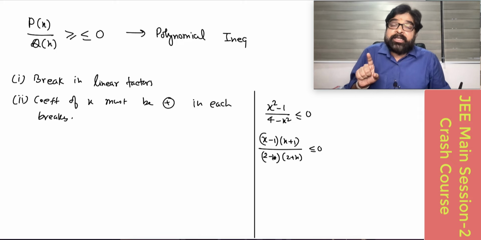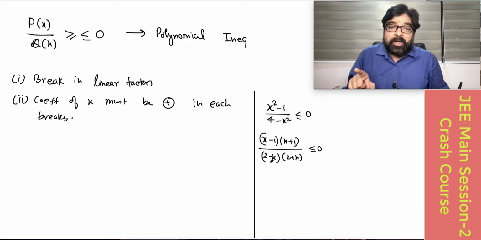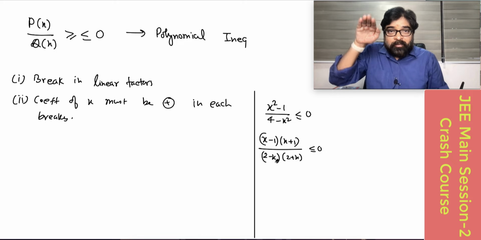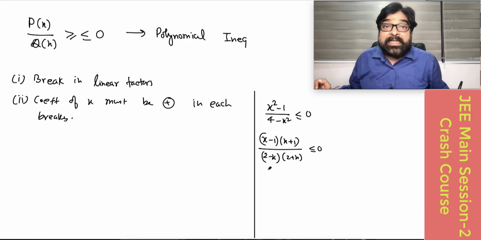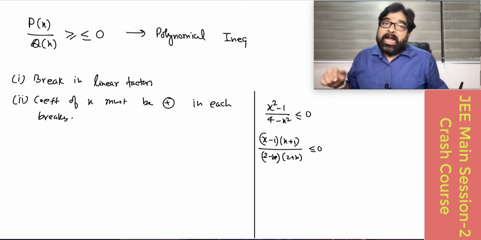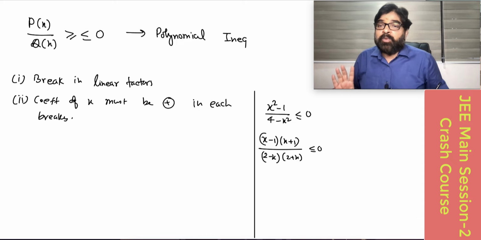But here, if you increase the x value, suppose x equal to 1, so it's 1. x equal to 2, so 0. x equal to 3, so it's minus 1. As x is increasing, the whole value is decreasing. So this is called a decreasing function. So that has to be made increasing. That is the meaning.